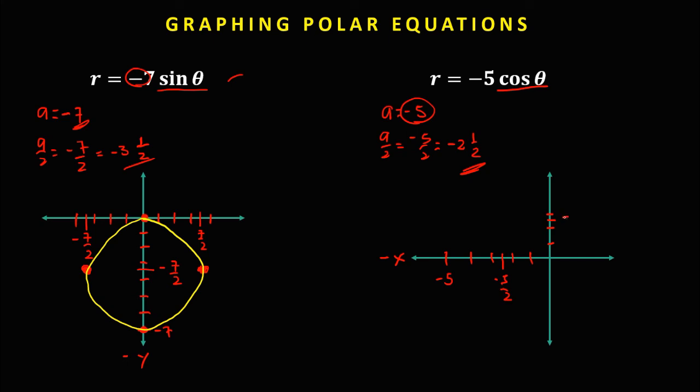This one is negative 5 over 2. Then we will solve this, negative 5 over 2. This one is 5 over 2. Then 1, 2, 3. So this one is negative 5 over 2. So the graph now of this polar equation passes through these points. a is negative 5. Then we have this 5 over 2, this 5 over 2, and the origin. So this is now the graph of r equals negative 5 cosine theta.